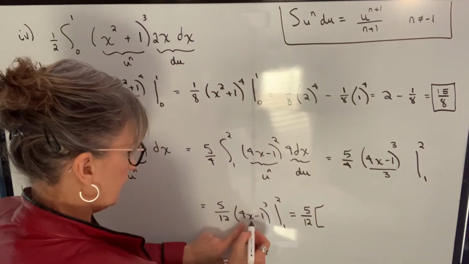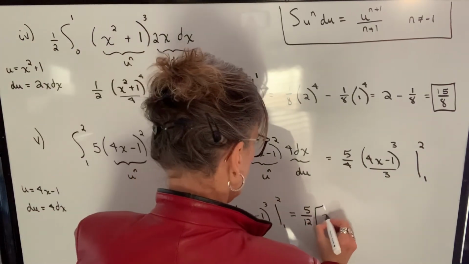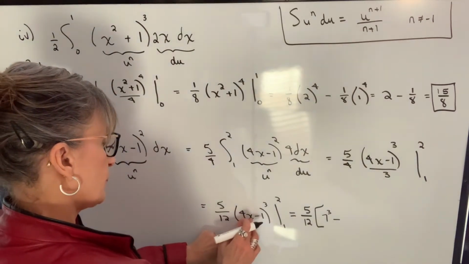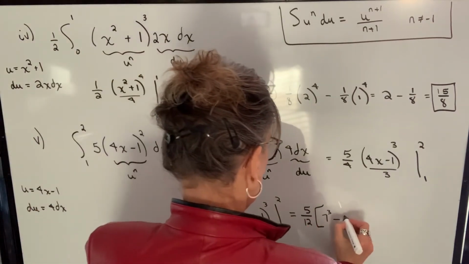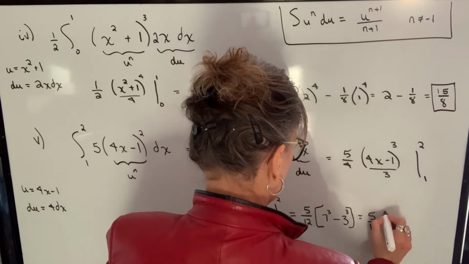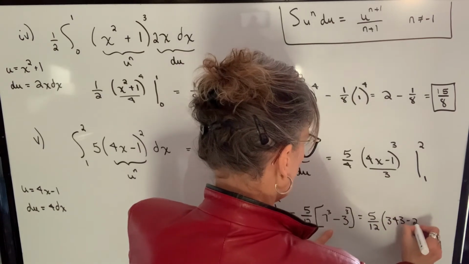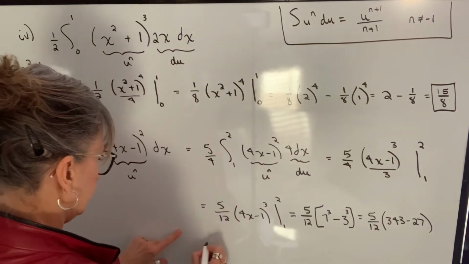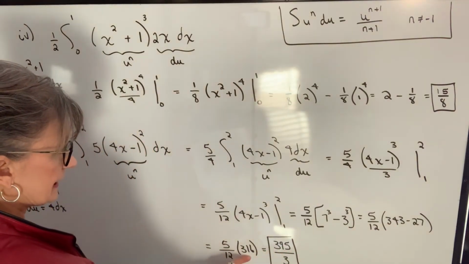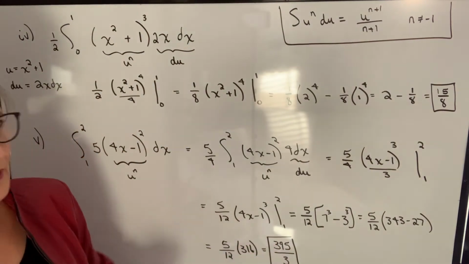And then I plug 2 in for x. So 4 times 2 minus 1 is 7. So 7 cubed. Minus, we plug a 1 in. 4 times 1 is 4, minus 1 is 3. So 343 minus 27. So when I subtract 27 from 343, I get 316. And then what I did is I reduced this whole thing to 395 over 3.